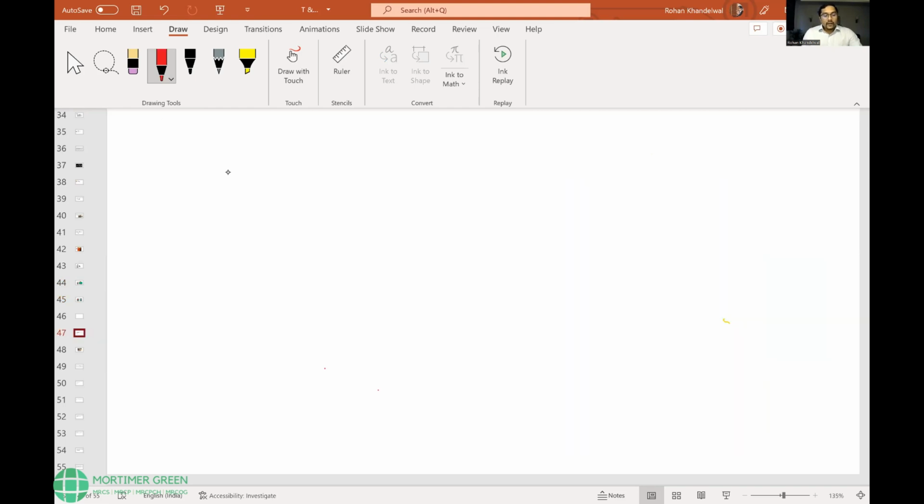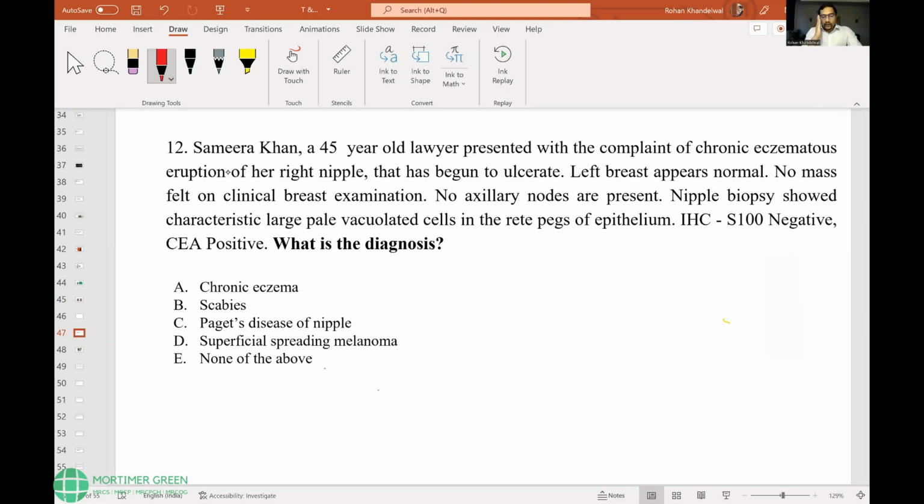Samira Khan, a 45-year-old lawyer, presents with complaints of a chronic eczematous eruption over her right nipple that has begun to ulcerate. The left breast appears to be normal. No mass is felt on examination. Nodes are not present. Biopsy shows large, pale, vacuolated cells. IHC S100 is negative. CEA is positive. What are we looking at? That is correct. This is the classical description for Paget's disease, which is commonly asked in the exam.